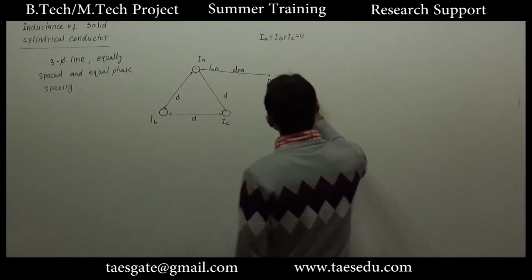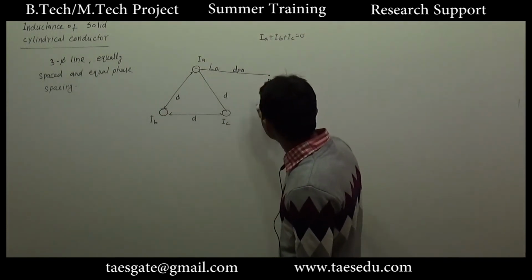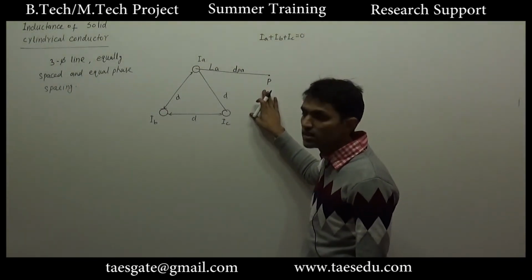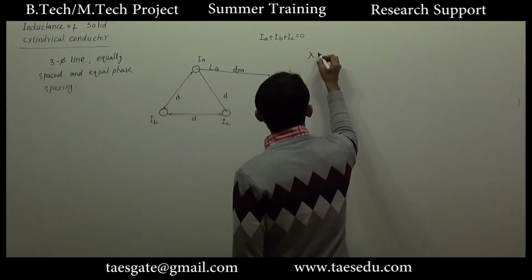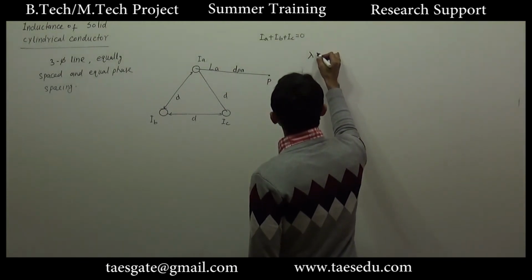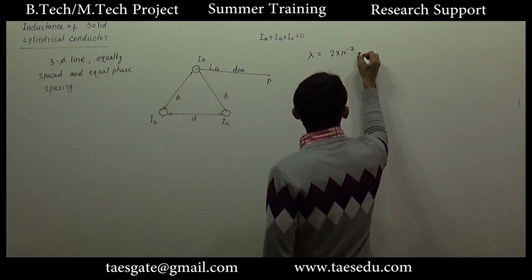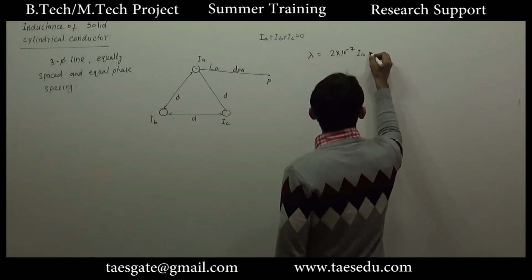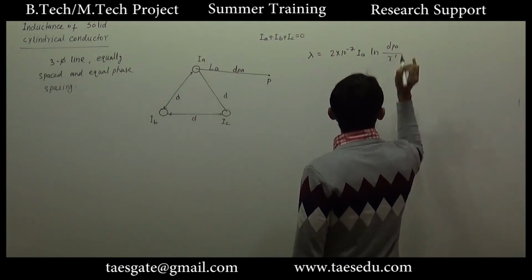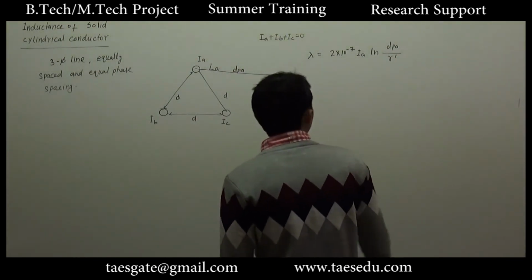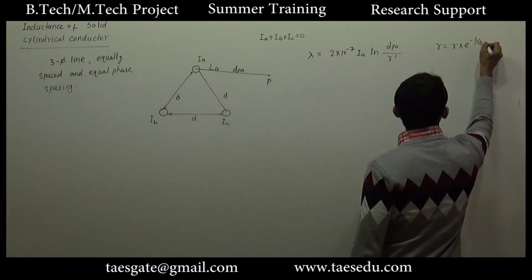So what will be the total flux linkage to conductor A, or what will be the total flux linkage up to point P and which links with conductor A? Total flux linkage will be 2 into 10 to power minus 7 IA ln dPA divided by R dash, where R dash will be the radius of conductor A into e to power minus 1 by 4.